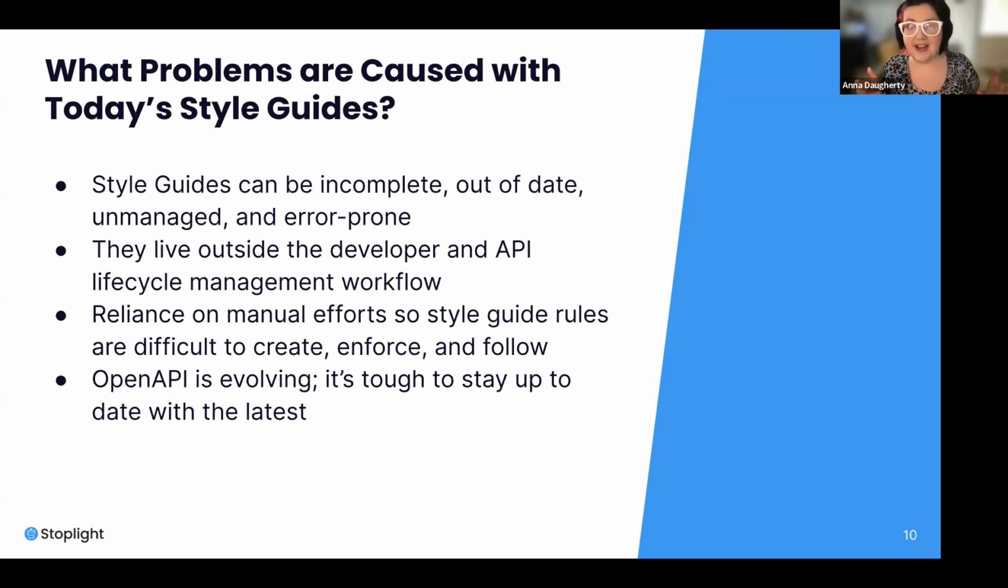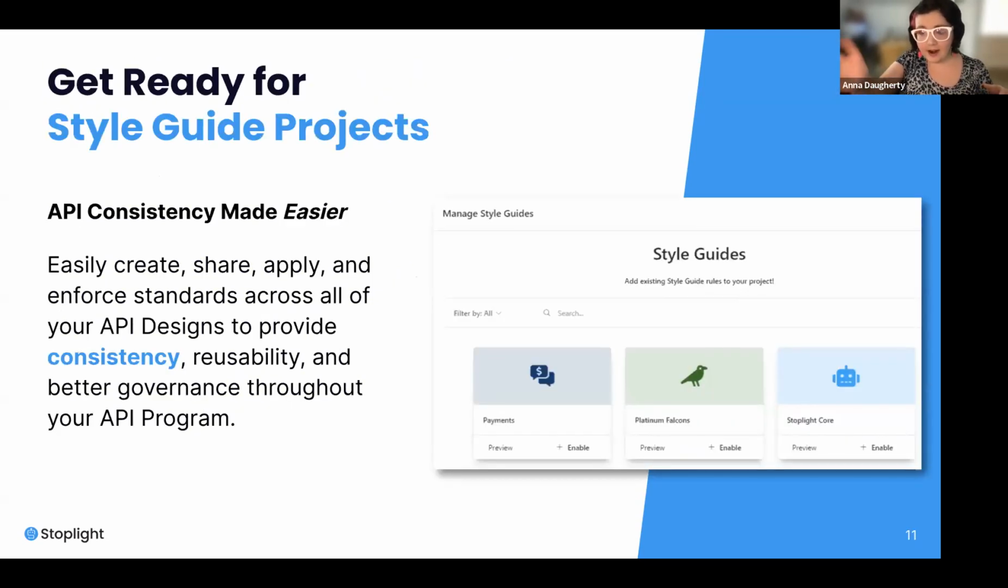So it's hard to stay up to date with it, right? If OpenAPI specification particularly is always changing, how do you keep your style guide up to date? And how do you make sure that everyone in your organization is also up to date using the latest rules that you've set forth? Difficult. That's the pain we recognized. And that's why, now let's get to the good stuff. We are introducing style guide projects into Stoplight. Our goal with this is to make API consistency easier.